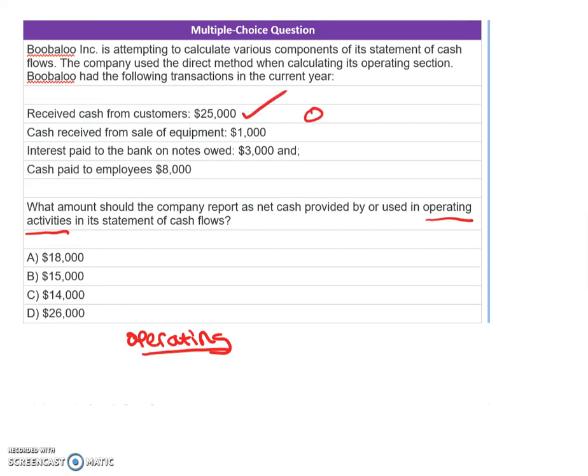How about cash received from the sale of equipment? I wouldn't consider the sale of equipment ordinary course of business activities. In fact, it is specifically going to be classified in the investing section. So that is going to be no.